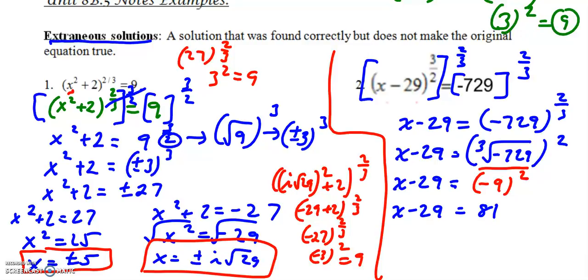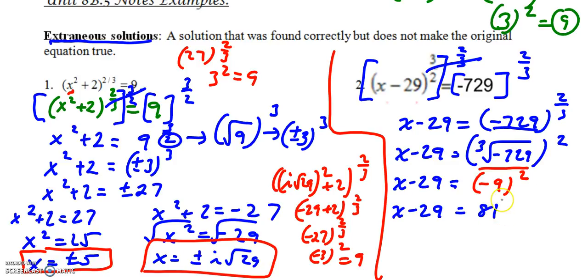All right, guys, so here's what I did to start. I raised both sides to the 3/2. So these crossed out, and I got x minus 29 equals negative 729 to the 2/3. So what this meant to me was the cube root of negative 729, all squared. Well, the number times itself 3 times that gives you 729 is 9, but it would be negative 9 in this case. But when I square it, it becomes a positive 81.